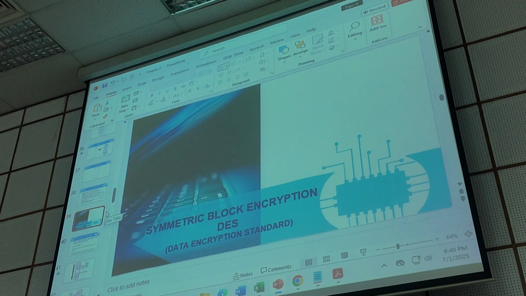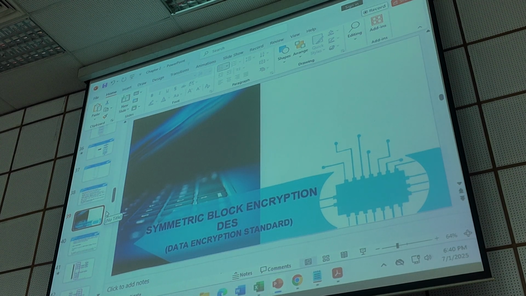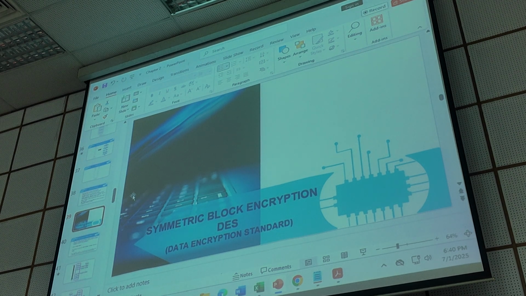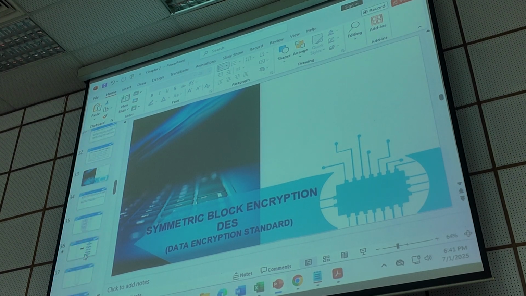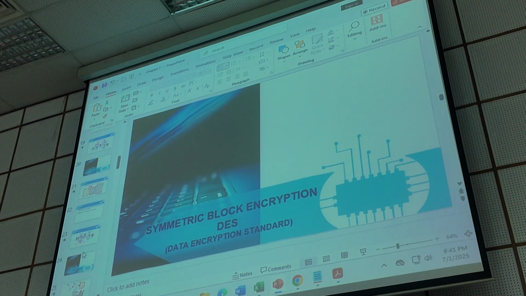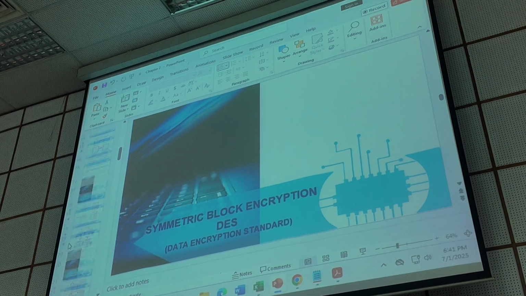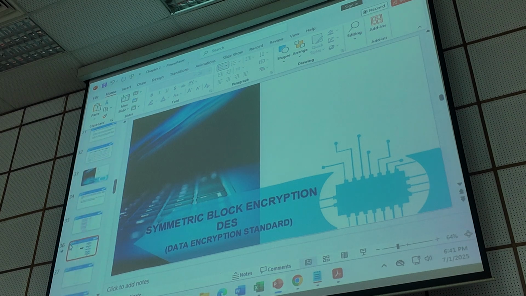How many algorithms for encryption will you study in this chapter? 3. DES, 3DES, and AES. Okay. DES and 3DES use the Feistel cipher structure. How are you going to improve the security? Yeah, it's 3 times. So there's a term used here.